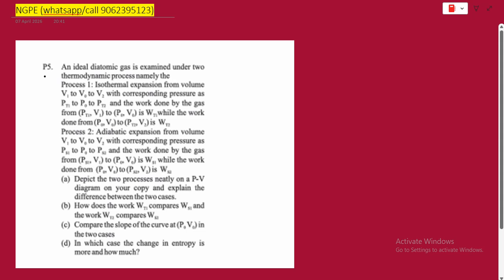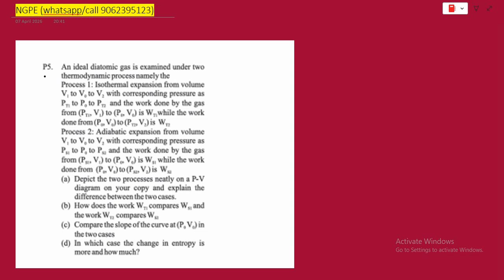This question says, imagine we have an ideal diatomic gas. Think of it like a pair of dumbbells, like oxygen and nitrogen, floating around and minding their own business, and suddenly we put them through two different torture sessions, that is expansion 1 and expansion 2. Process 1 is the isothermal, and the gas expands but the temperature stays the same. It's like eating spicy wings but sitting in a freezer so you don't break a sweat.